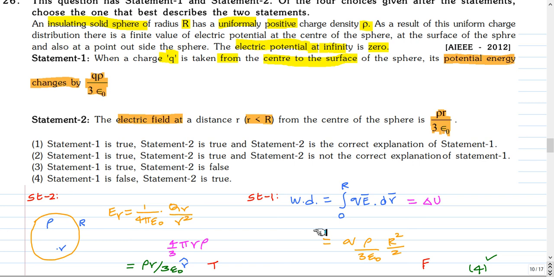Statement 1. The potential energy change will be the work done on the charge, so that is force dot ds. Force is q into E and displacement is dr. The direction of electric field is radially outward, so the angle between E and dr is 0, so it will be q into E into dr, and the expression for electric field is this one, rho r by 3 epsilon naught. Using that we get the value of work done as this one, which is different from the one mentioned in statement 1. So statement 1 is false. Correct option is option 4.